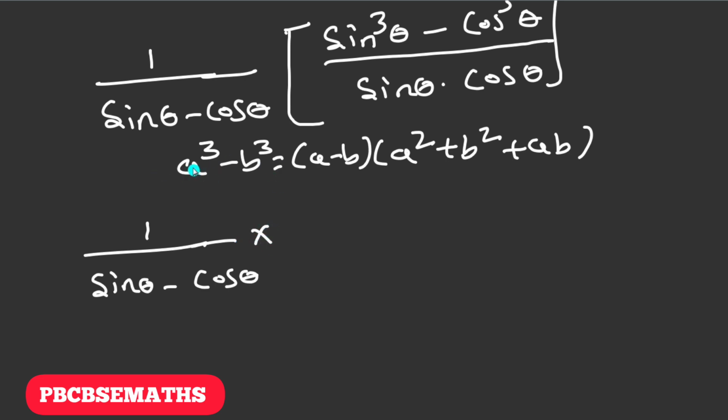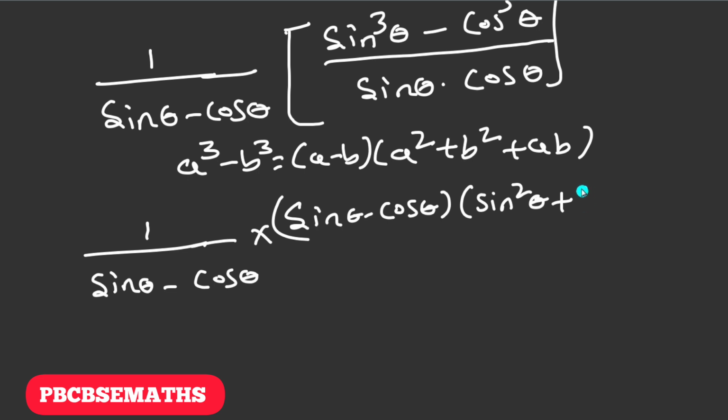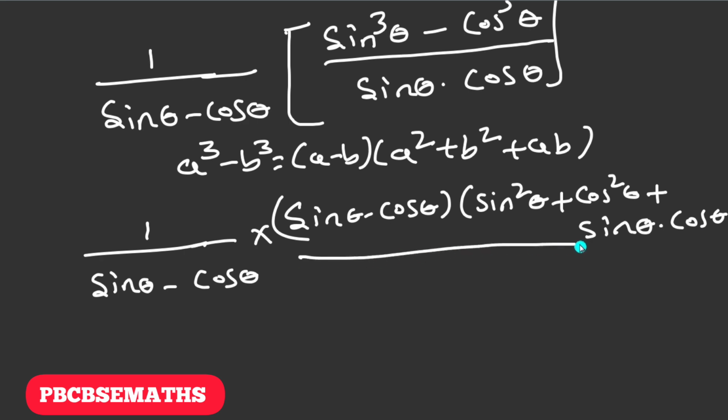into, let's replace this a by sine and b by cos. We can write sine theta minus cos theta into bracket a square, that is sine square theta plus b square, that is cos square theta plus ab, that is sine theta into cos theta whole divided by, let's write that sine theta into cos theta.